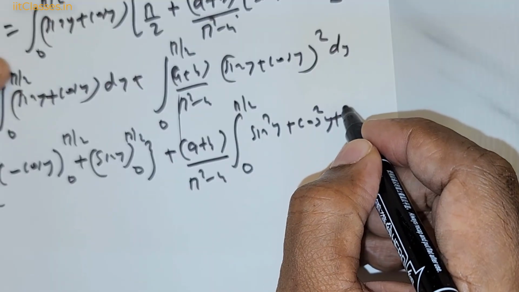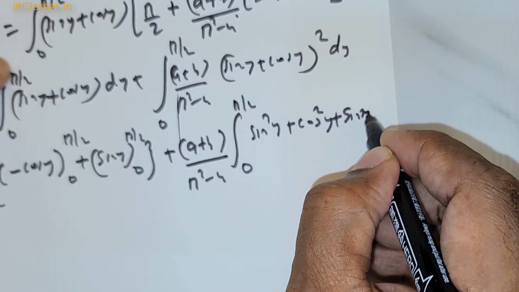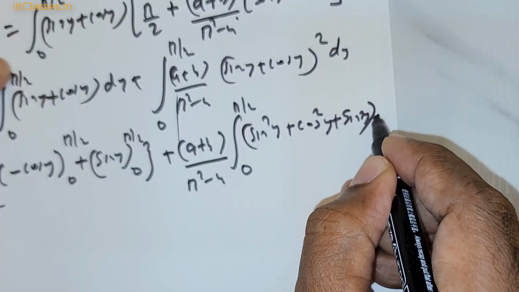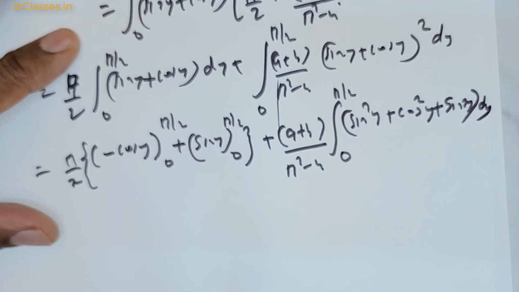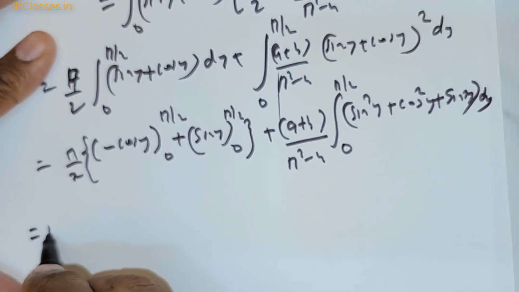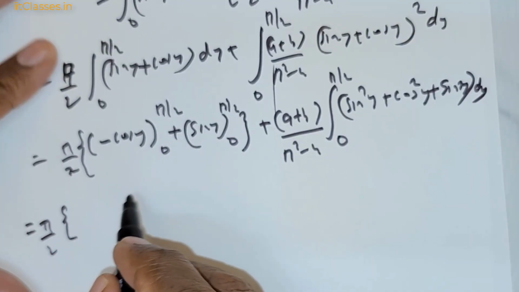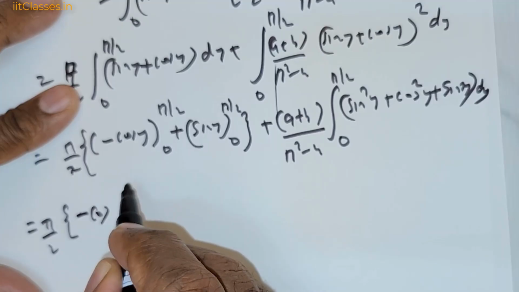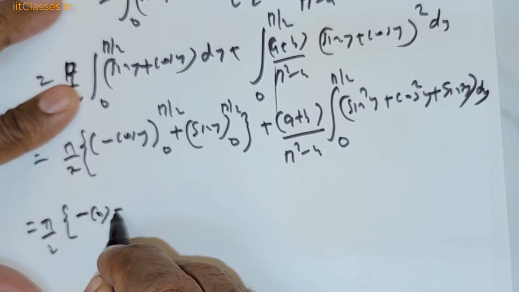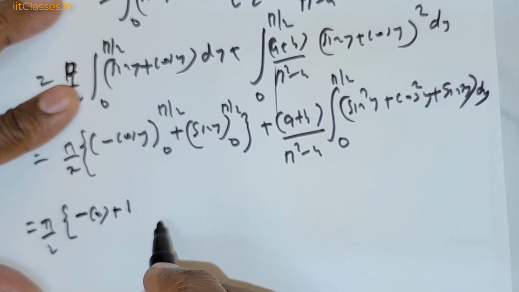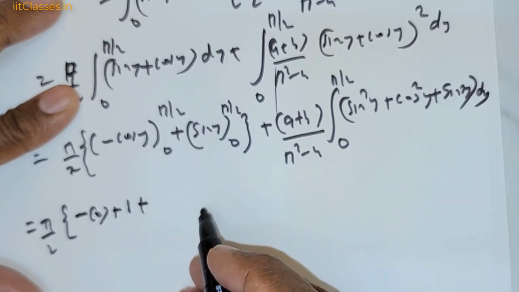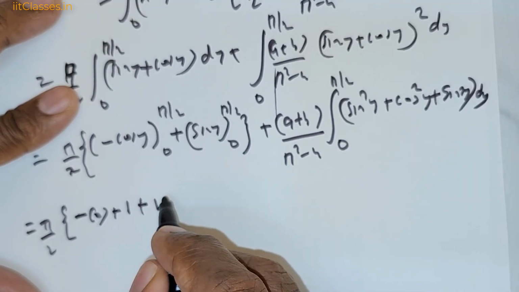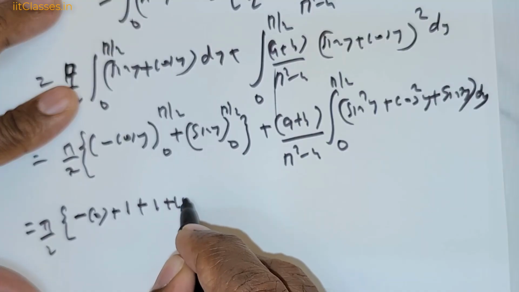2 times sine y cos y. Right, so I'm going to write it as sine 2y times dy. Okay, this is what I got. So this is pi over 2. I substitute the upper limit, I get 0. I substitute the lower limit, I get 1. I substitute the upper limit, I get 1. Lower limit is 0. So this is what I have.